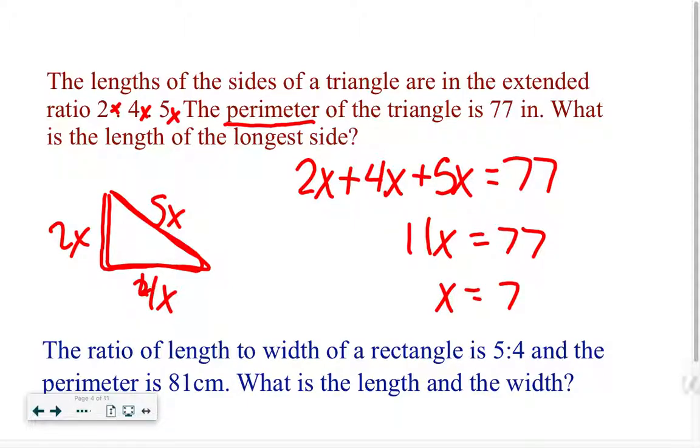Do I want to know what x is, or do I have another step? I want to know what the longest side is. Well, is the longest side going to come from 2x, 4x, or 5x? 5x. Obviously, that's biggest. So what I do is take 5 times what? My x, which is 7, and I get 35.